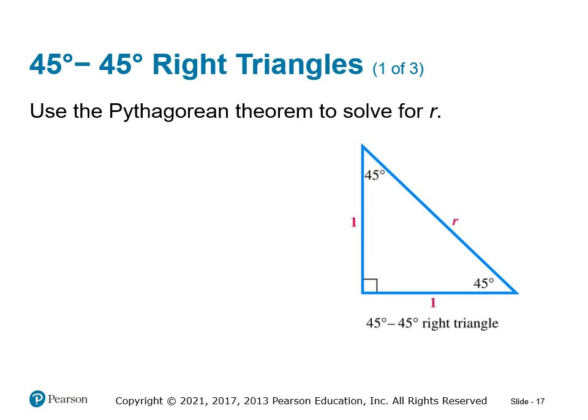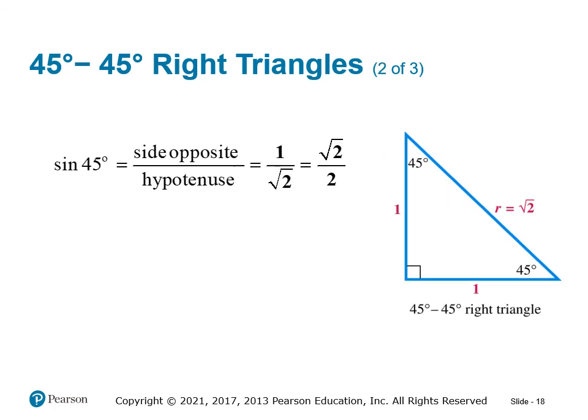Here we have a 45, 45 right triangle. So we have 90 and then 45, 45. So that means each of these sides is going to be the same. So these sides are 1 and 1. And again, we can now calculate the third side, which is the hypotenuse, by using Pythagorean's theorem. So 1 squared plus 1 squared equals r squared, or r equals the square root of 2. Okay? So now we have another triangle here that we can use to find all of the values.